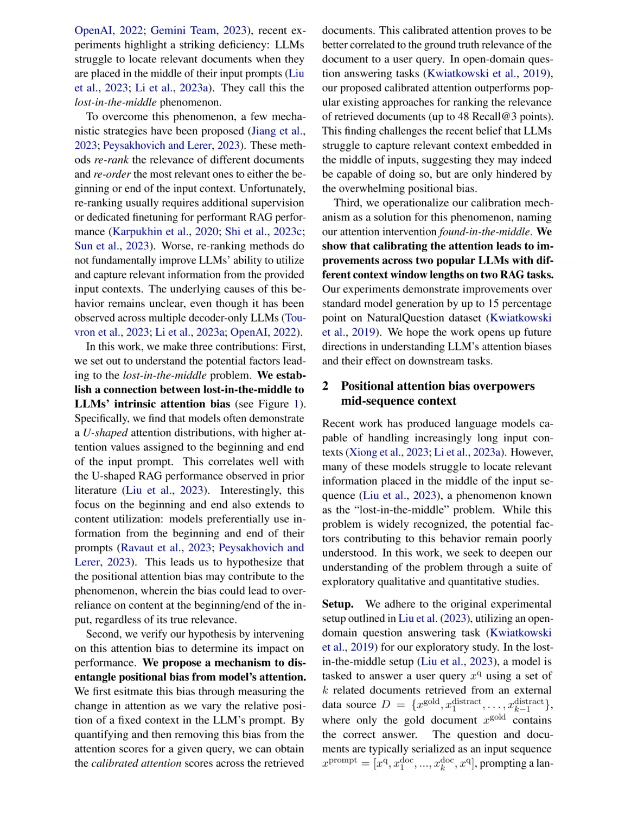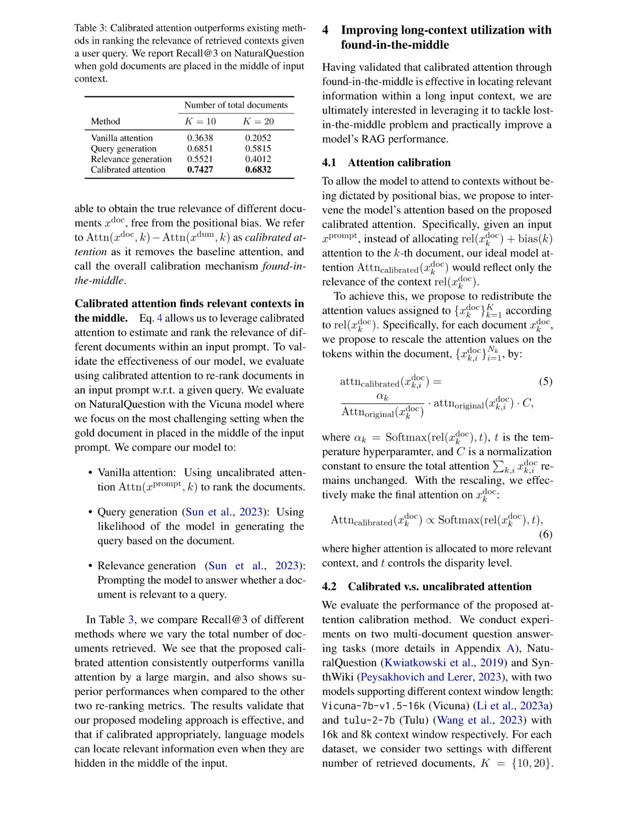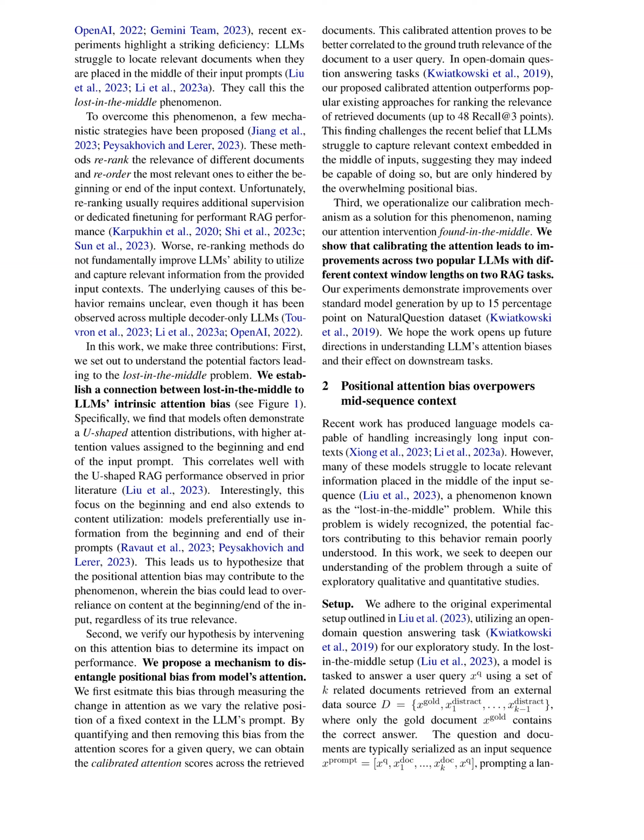2. Calibrating attention scores. By removing the bias from the attention scores, the mechanism obtains calibrated attention scores across the retrieved documents. These calibrated attention scores are better correlated with the ground truth relevance of the document to a user query. 3. Improving relevance ranking. The calibrated attention scores outperform popular existing approaches for ranking the relevance of retrieved documents, especially in open domain question answering tasks. This improvement challenges the belief that LLMs struggle to capture relevant context embedded in the middle of inputs.